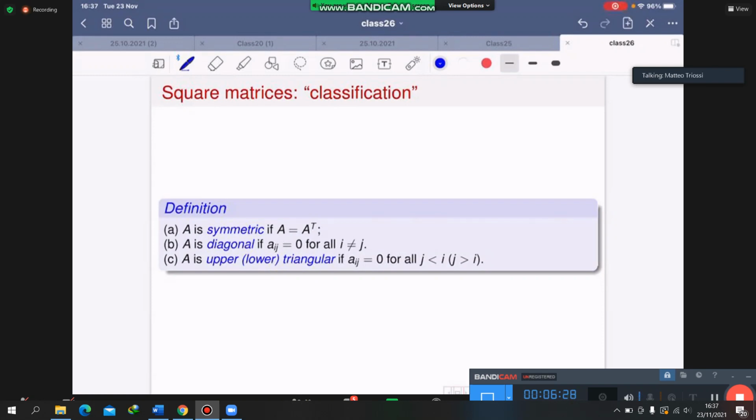A diagonal matrix is a matrix such that all entries outside the diagonal are zero. A triangular matrix is a matrix that has all entries above or below the diagonal equal to zero.